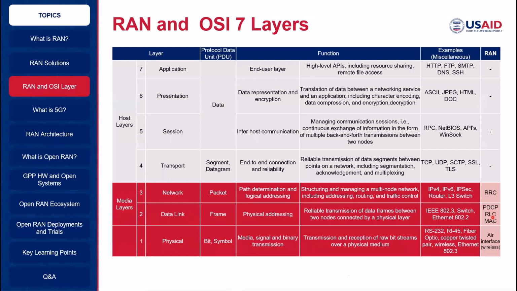Physical layer, where we have the transmission and reception of raw bit streams. We have this air interface. Later we will have some more discussions about these different protocols, which is very important when it comes to the Open RAN system. Okay. All right.